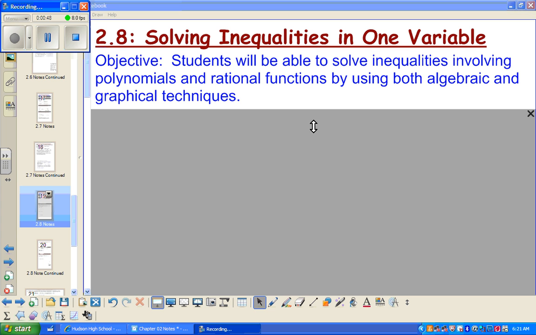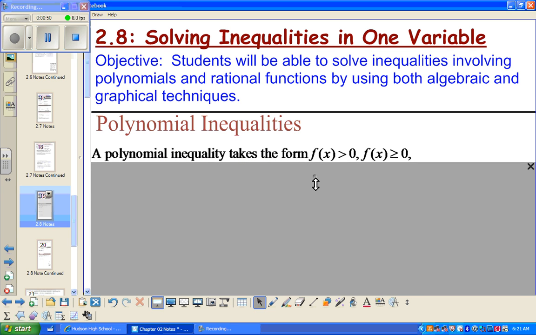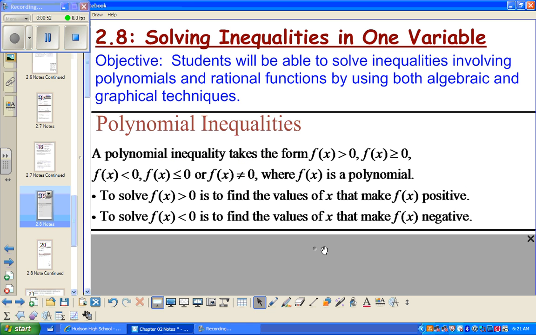We'll start off with our definition of a polynomial inequality. A polynomial inequality can take the form of a function being greater than 0, greater than or equal to 0, less than 0, less than or equal to 0, or just not equal to 0, where f of x is a polynomial.